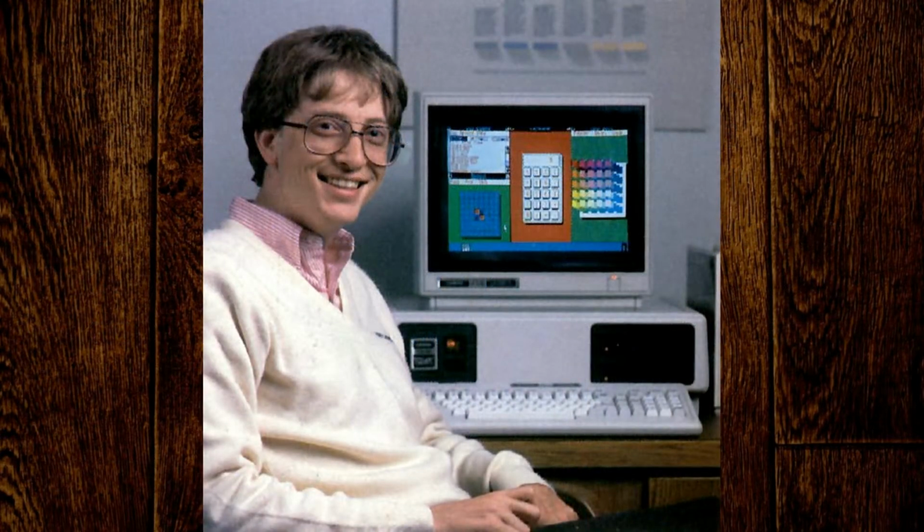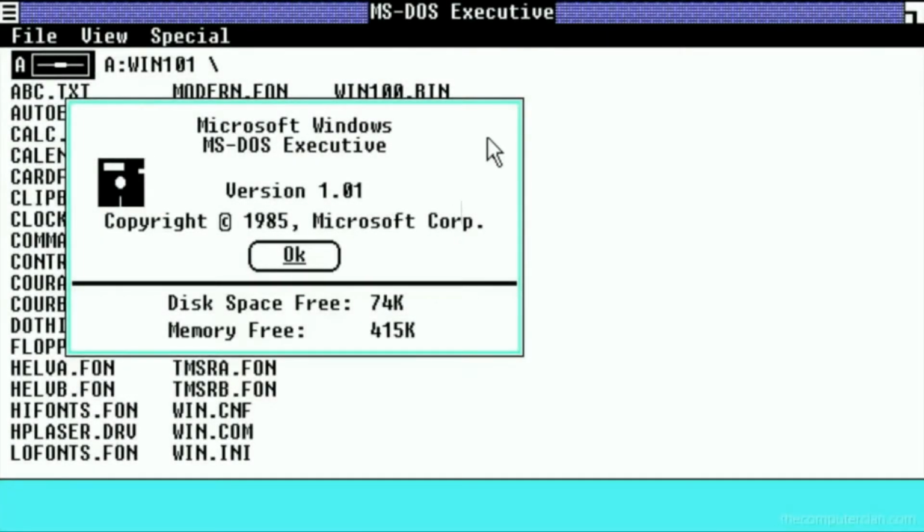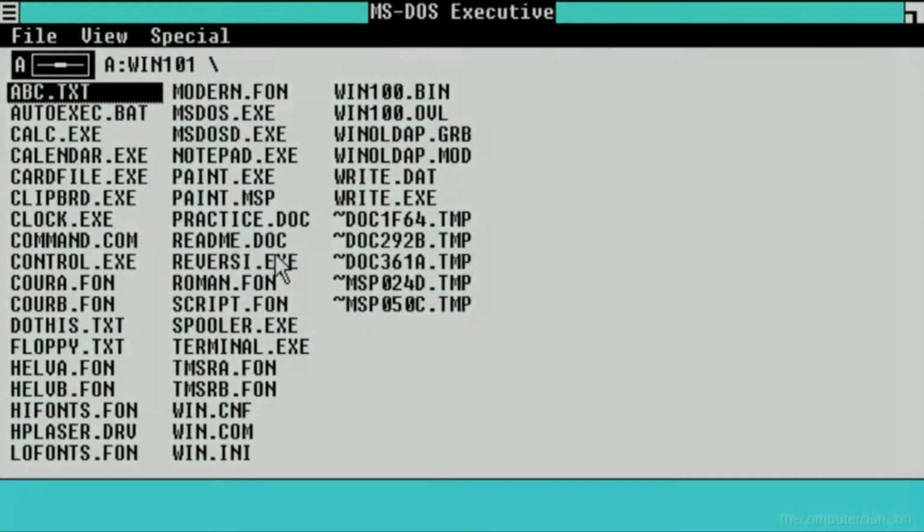Initially, Windows was supposed to ship in April of 1984, but was later pushed back to June 1985. Finally, on November 20, 1985, Windows 1.0 version 1.01 was released as the first public release of Windows.